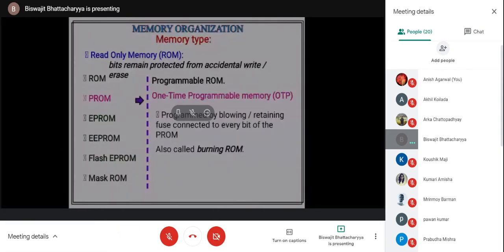So when one data is written into the memory and the fuse is blown off, the data remains permanent there. It cannot be changed further. So this type of memory is sometimes also called burning ROM.